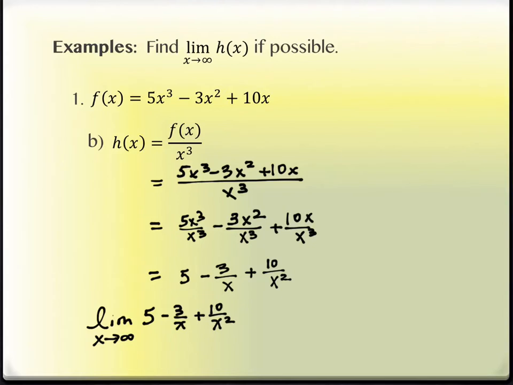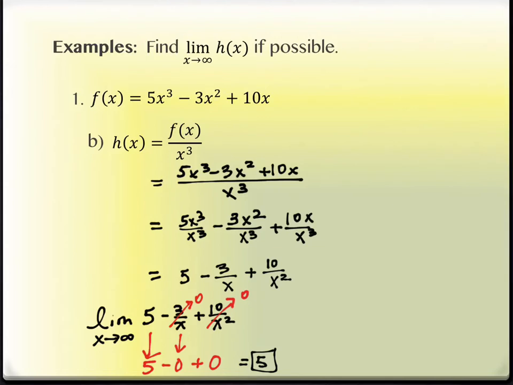So what's the limit of a constant? It's 5, right? Because the constant's 5, so the limit's 5. What's the limit of 3 over x? 0. That's the theorem that we just encountered. And what's the limit of 10 over x squared? Also 0. So now I have 5 minus 0 plus 0. What do I get? 5. I get 5.